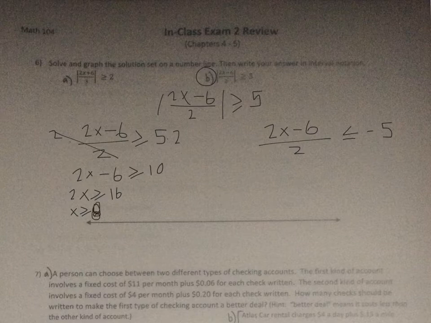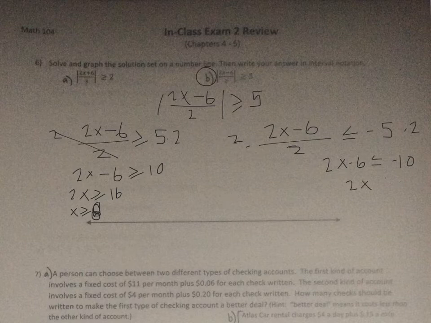The next one here, if we multiply by 2, we end up with 2x minus 6 is less than or equal to negative 10. I do not need to flip the sign because I'm multiplying both sides by a positive 2. If I were multiplying both sides by negative 2, we would flip the sign. So we solve for x, and we end up with 2x is less than or equal to negative 4. So x is less than or equal to negative 2.